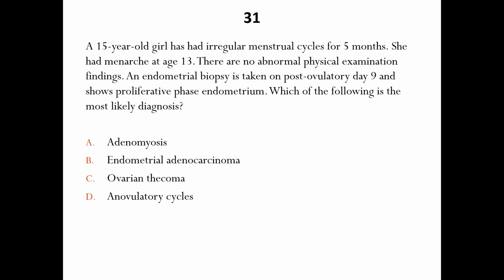A 15-year-old girl has had irregular menstrual cycles for 5 months. She had menarche at age of 13. There are no abnormal physical findings. An endometrial biopsy is taken on post-ovulatory day 9 and shows proliferative phase endometrium. Which of the following is the most likely diagnosis? Adenomyosis, adenocarcinoma, ovarian thecoma, and anovulatory cycle.